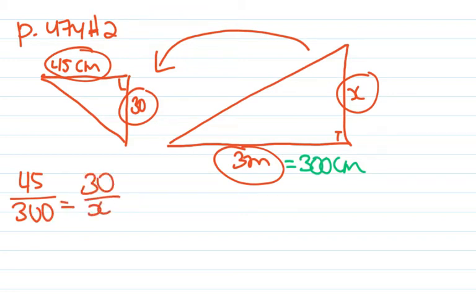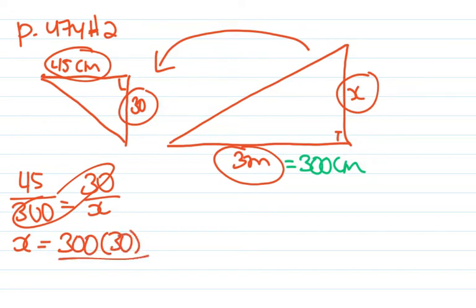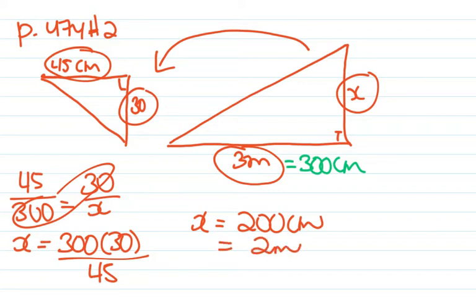So we're going to cross multiply and divide. X equals the 2 terms we know, 300 times 30 divided by the remaining term, which is 45. 300 times 30 divided by 45 equals 200 centimeters, which is equal to 2 meters. Therefore, the cabinet is 2 meters tall.